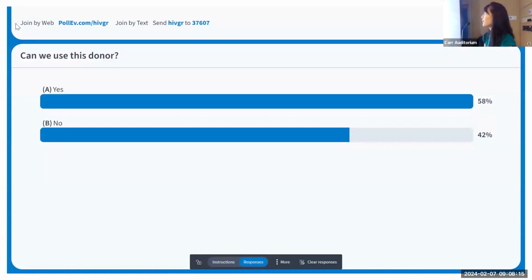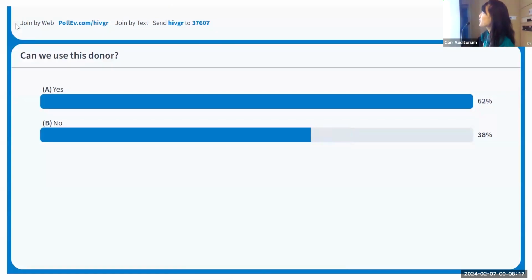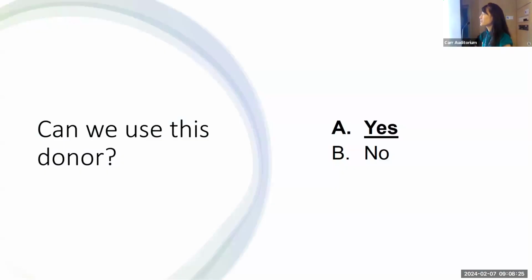Okay. I'm seeing most people are saying yes. About 2/3 yes and 1/3 no. And I'll say we did end up using this donor. I was very nervous about it. Our whole group was pretty nervous about this, but we did.